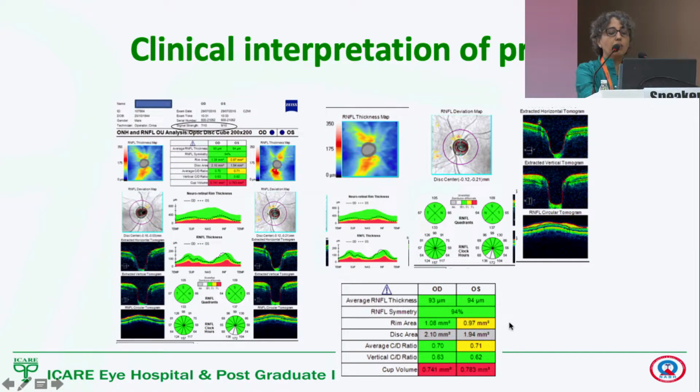The symmetry is not a problem, but we can clearly see there's a mild difference in the disc size. The left eye disc is a little smaller than the right, and the rim is also hence a little thinner. Fair enough. And at the last point, you'll see a red flagged cup volume, but that could be just a physiological large deep cup, and it doesn't really mean that this patient has any glaucoma.